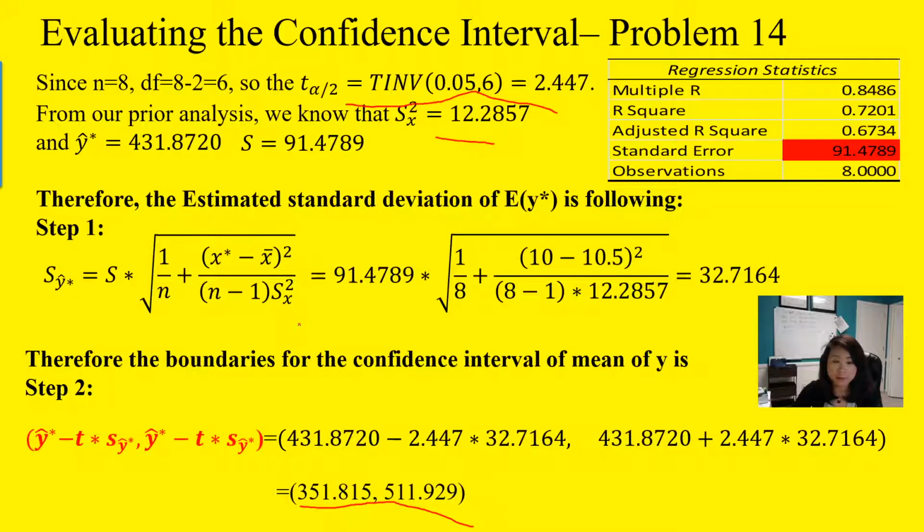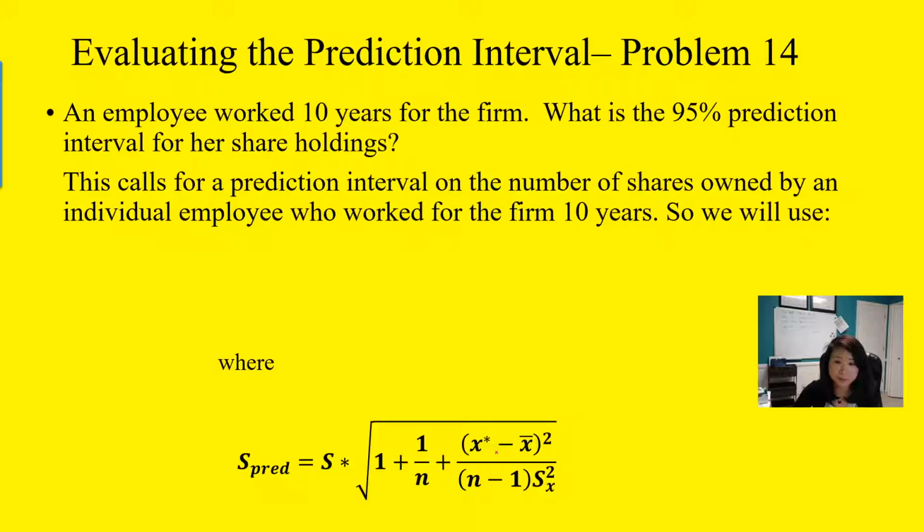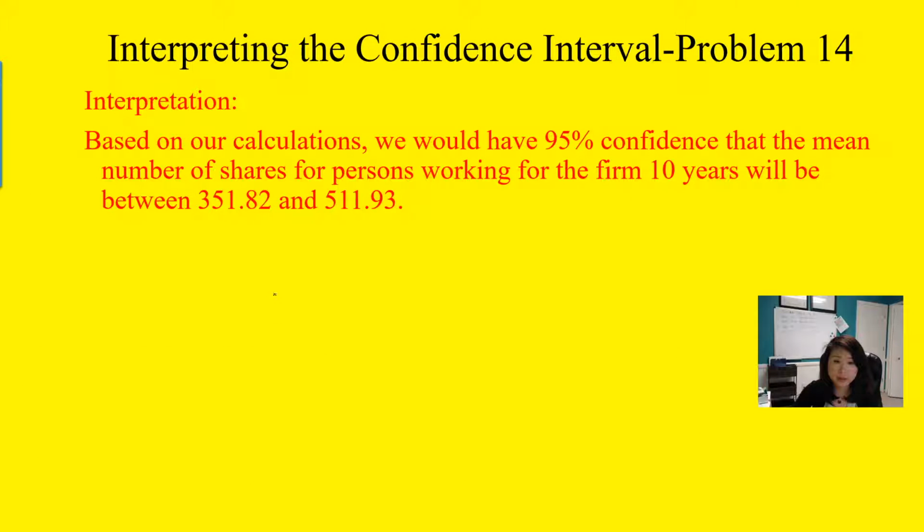So the 95% confidence interval is between 351 to 511. So how do you interpret this result? So interpretation, based on our calculation, we have 95% confidence to believe that the mean number of shares for persons working for the firm 10 years will be between 351.82 and 511.93 shares. And so this is the calculation for the confidence interval.